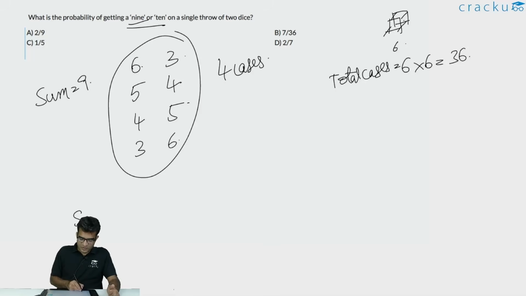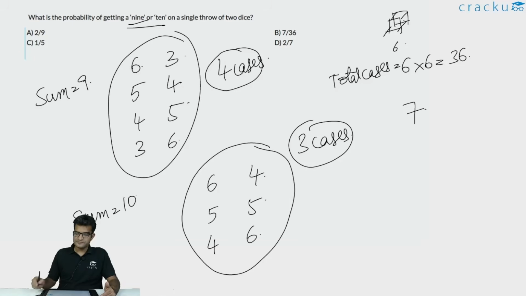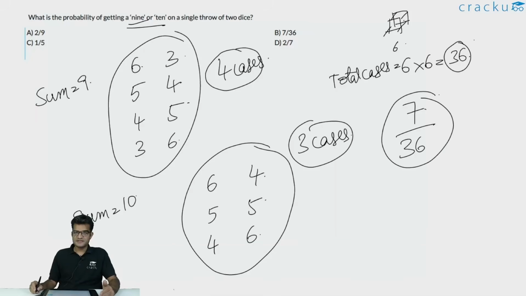What are the different cases possible in which the sum is equal to 10? The first die can be 6 and the second die can be 4. Or the first die can be 5 and the second one can also be 5. Or the first die can be 4 and the second die can be 6. So here we have a total of 3 cases. So the total number of cases in which the sum is either 9 or 10 is 4 plus 3, which is 7. The total number of cases that are possible is 36. So the required probability is 7 divided by 36. So the correct answer is option B.